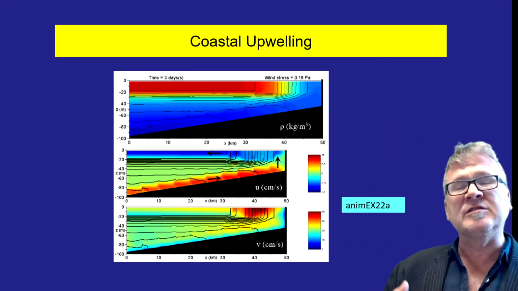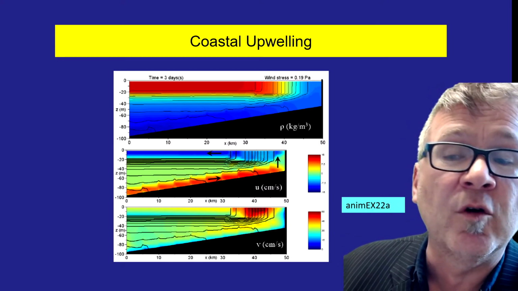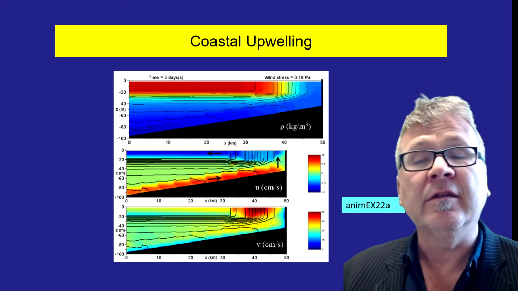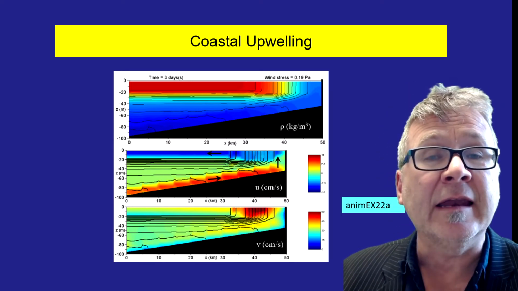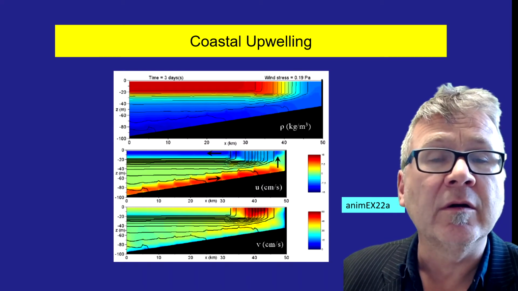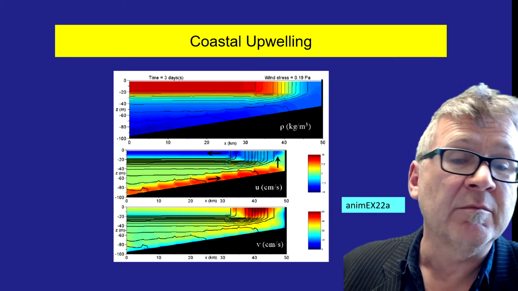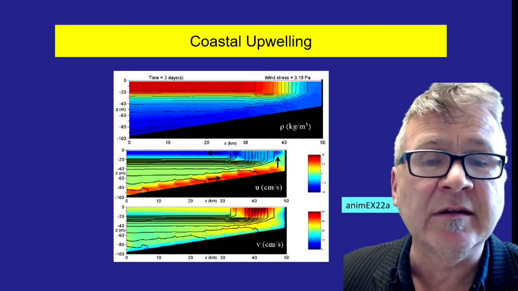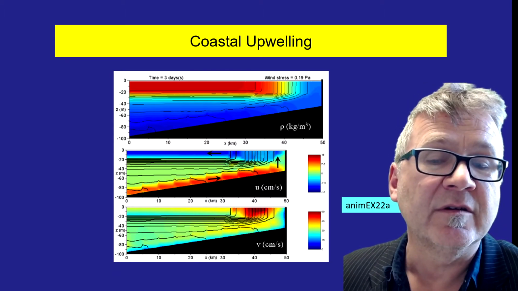And this, for example, is the result of coastal upwelling. This is shown here after 3 days. The top image shows you how the density field looks. And upwelling is the movement of near bottom water into the surface layer. You can see here near the coast, I forgot to mention that we have a coastline, you can see the blue water ends up near the surface.